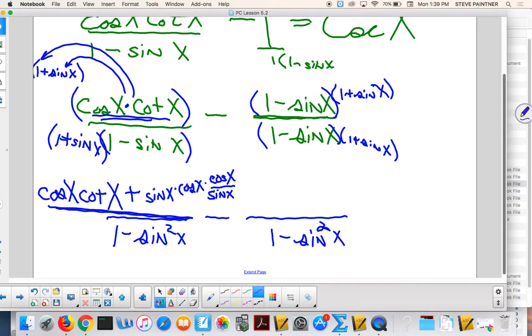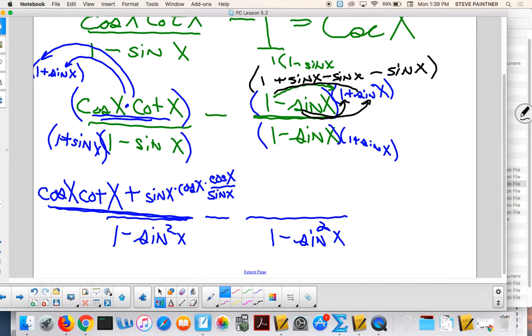This one's going to be what? 1 times 1 is 1. That's plus sine of x. That's minus sine of x, which we know will cancel. And that's minus sine of x times sine of x, right? Sine squared of x.